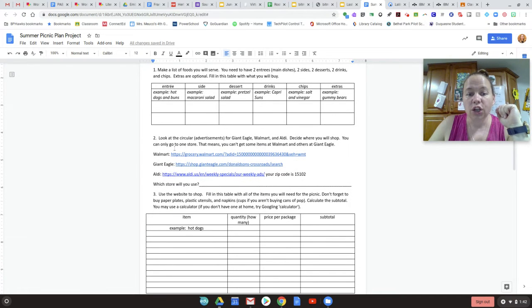Step 2, look at the circular. The circular is, I don't have any lying around. The circular is those things you get in the mail. That is like the advertisement for a store. So grocery stores have them. Target has them. Rite Aid has them. All of those things. So look at the online circular for Giant Eagle, Walmart, and Aldi.